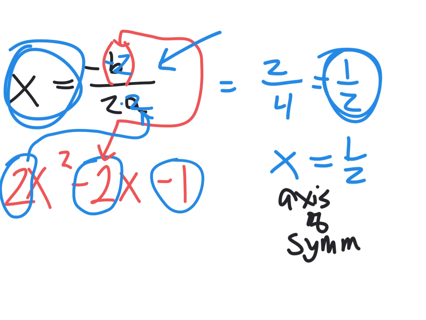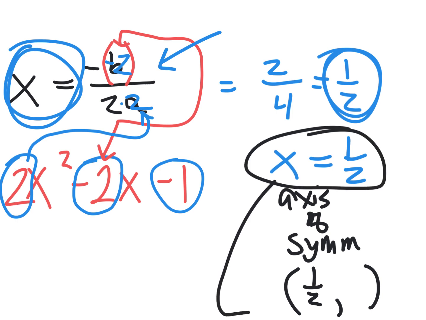So how do you get the vertex? She asked me how to find the vertex, and I'm rambling on about this x equals thing. Well, it's because I just figured out the x of the vertex. Remember where this comes from? It comes from there.